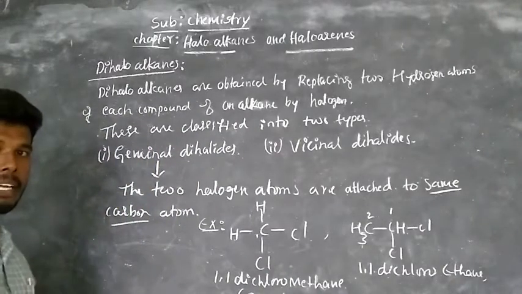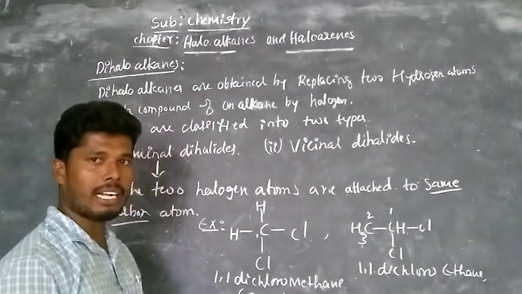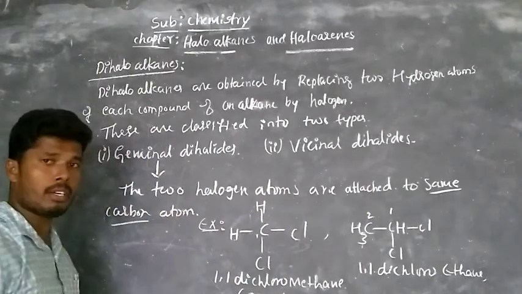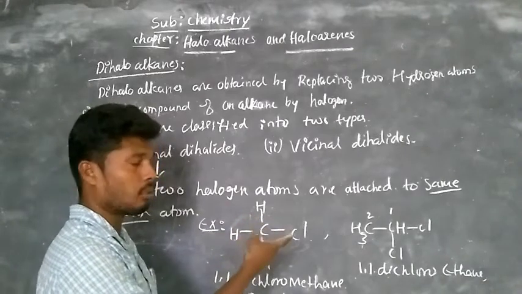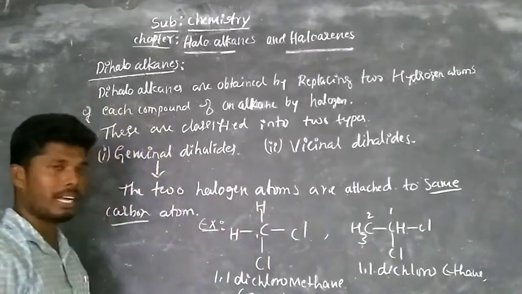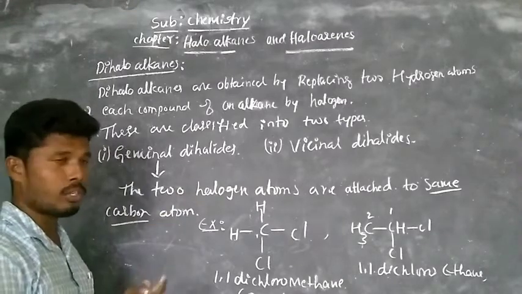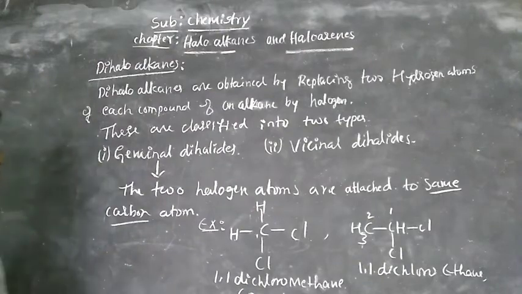Similarly, vicinal dihalides are defined as compounds in which the two halogen atoms are attached to two adjacent carbon atoms. It is called vicinal dihalides.